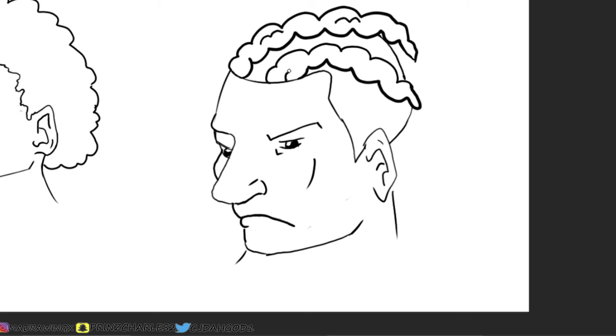Bro, this dude looks like a Dragon Ball Z character. Look at his nose though. I'm also adding little lines to make the haircut look a little more defined.